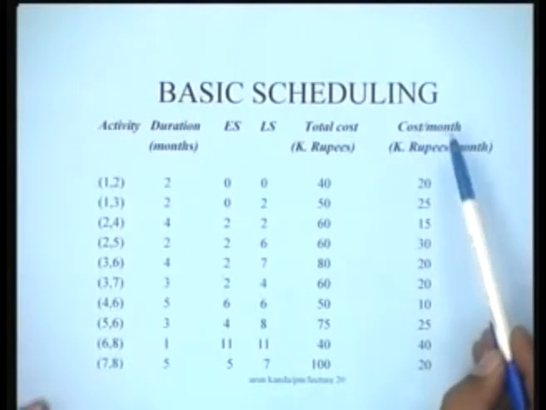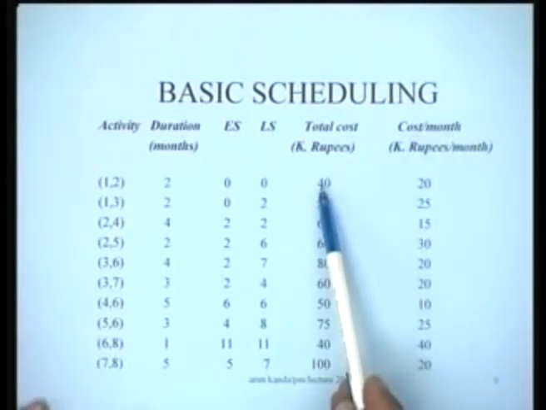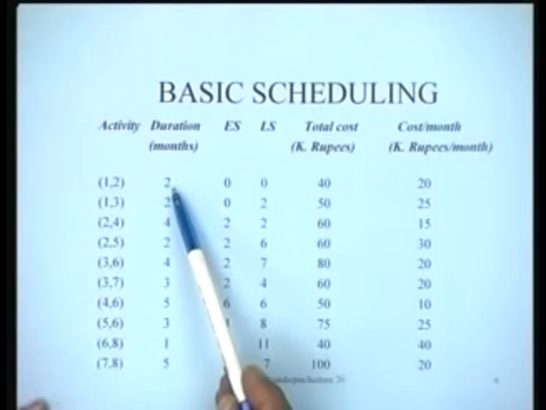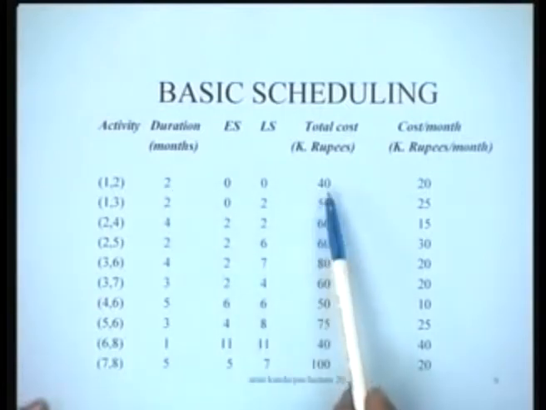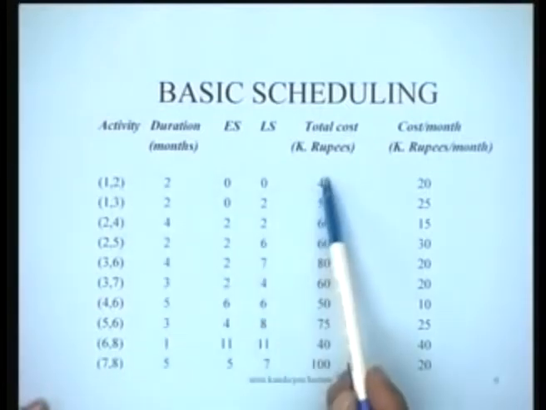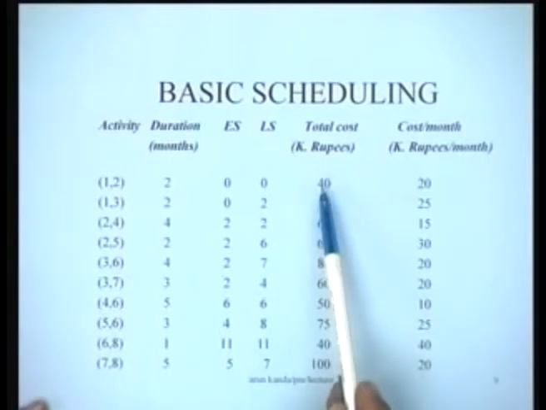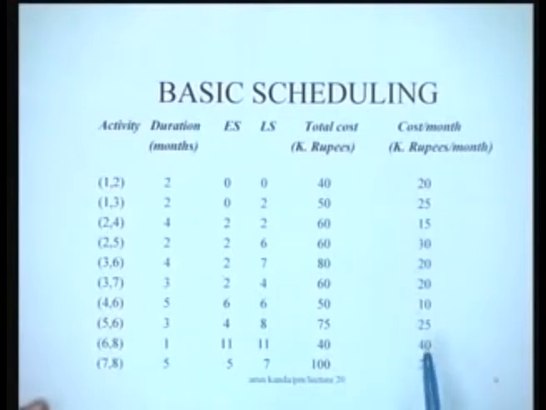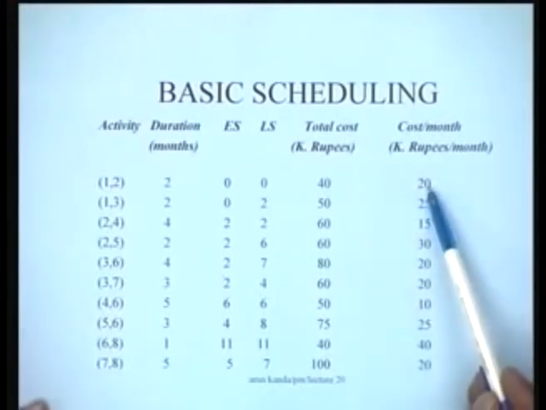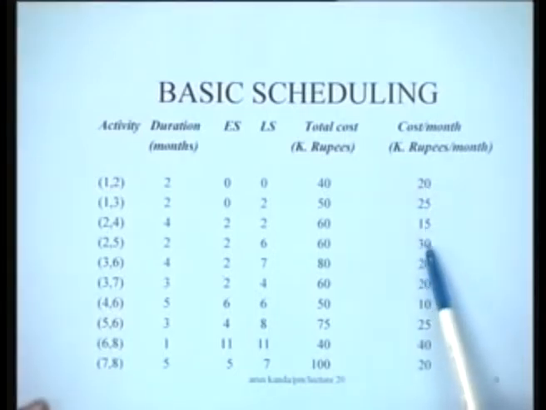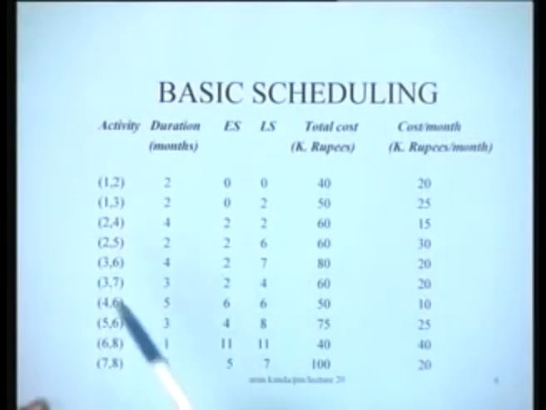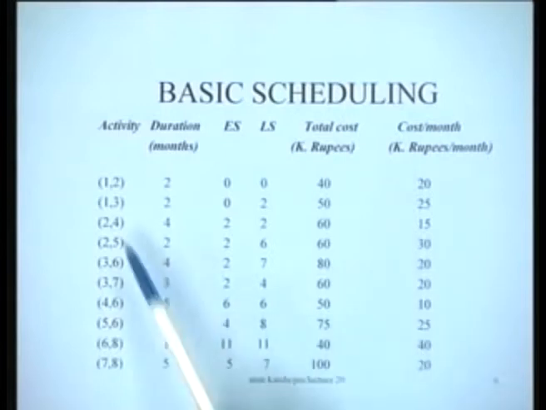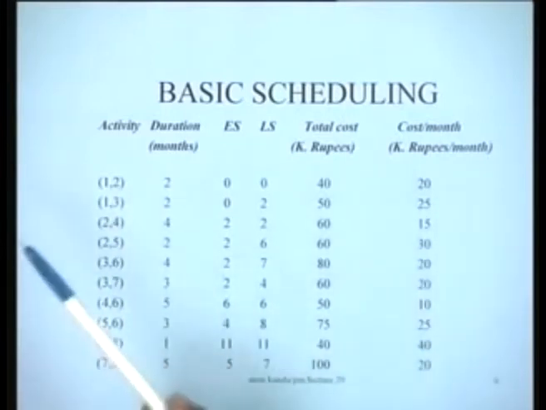Cost per month is obtained by dividing the total cost by the duration, because we are now making an assumption that if this activity costs 40,000 rupees, it means in each month you are spending 20,000 rupees, and so on. So we have computed this figure of 20, 25, 15, 30, 20, 20, 10, 25, 40 and 20 for each of these activities as we go along in each of these periods, right?